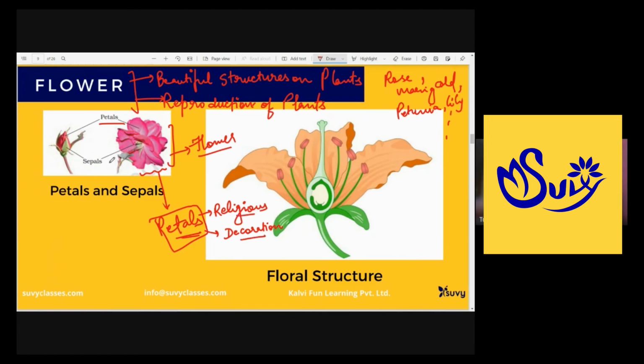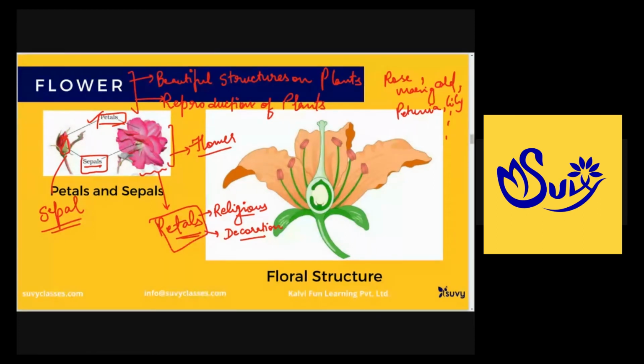Now, as you can see in this image, I have marked petals and also sepals. Sepals and petals are two integral parts of a flower. First one is petals and next one is sepals. This pink color part is known as petals, and this green color leafy part is known as sepal.